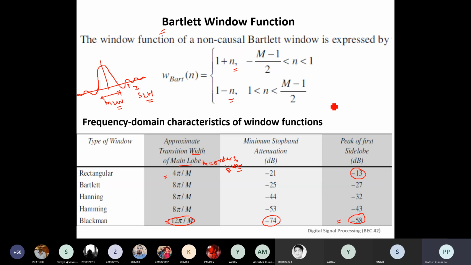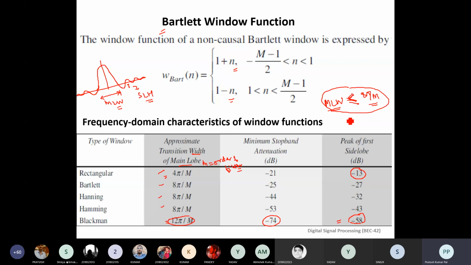In the specification, suppose the maximum main lobe width is given. Suppose a question is given where we have to design a filter having a main lobe width less than or equal to 8 pi by m. Suppose this is the given specification in the question. This is satisfied by the window functions rectangular, Bartlett, and Hanning. These are the different window functions that satisfy this condition.